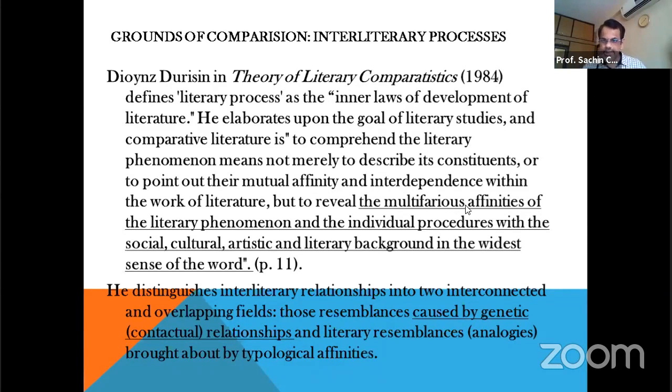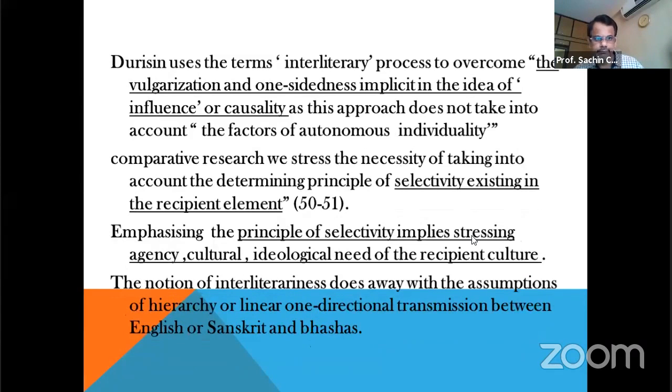They have compared it to show the great similarities. Now, there was no connection. Shakespeare did not read Uttar Ramcharit. He didn't even know about such a thing. But even then, there are resemblances, which are called analogical or typological relations. So Durizin uses interliterary processes to overcome what he calls vulgarization and one-sidedness implicit in the idea of influence or causality. It's not that Shakespeare caused Gujarati theatre, right?